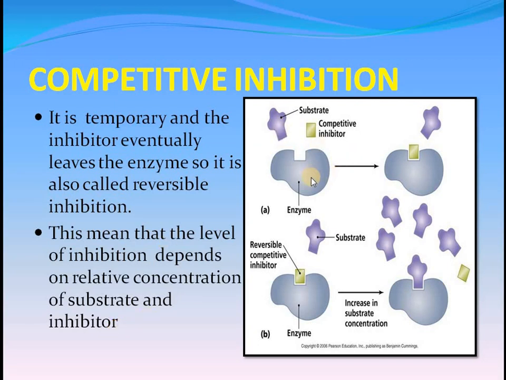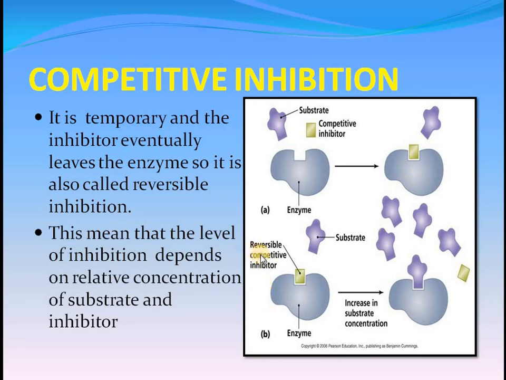Here is a figure in which the enzyme is shown, and here is the substrate. Now the competitive inhibitor. We are saying that this inhibitor looks like the substrate, not the exact one. It cannot substitute the substrate. When it combines here, it prevents the substrate from entering the active site. As it prevents this, the enzyme substrate complex is not formed, the enzyme product complex is not formed, and the product is not released.